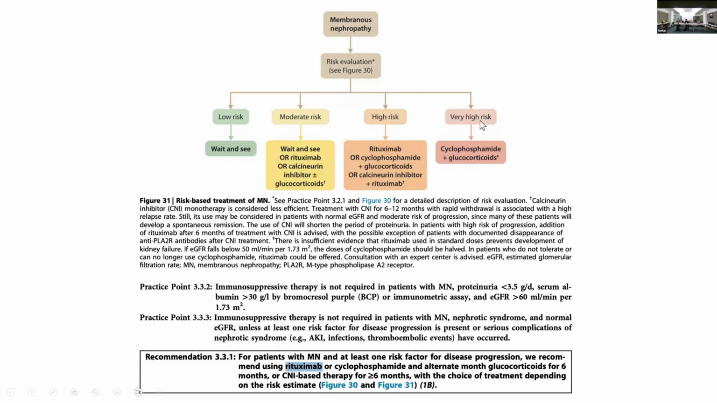The thought is that the high risk ones don't get rituximab. I feel like that might just be the studies they looked at, maybe inclusion criteria. The very high risk is where their kidney function is bad, rapidly worsening kidney function. The vibe of it is more of an RPGN than a membranous, and I don't know how they came up with it though.